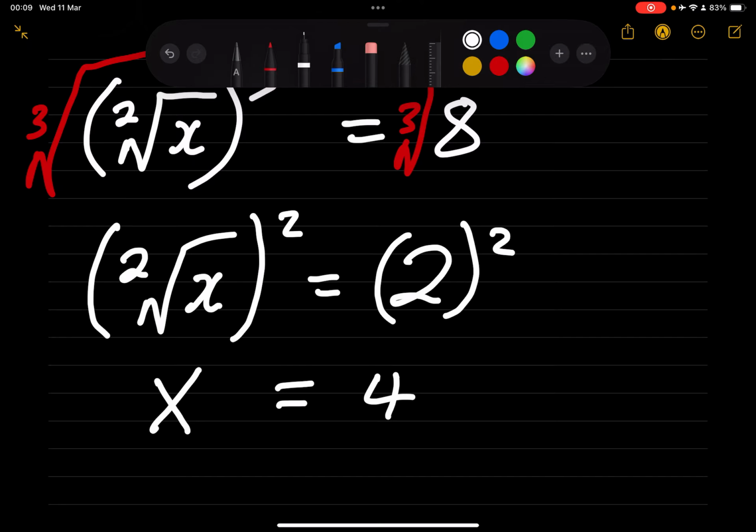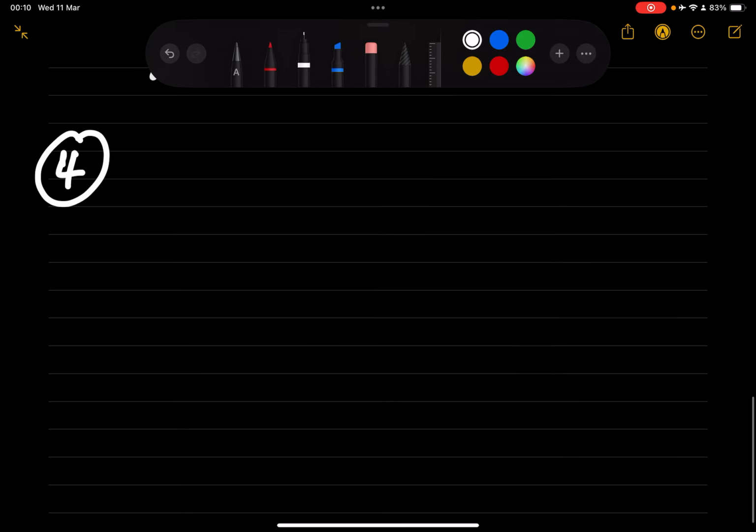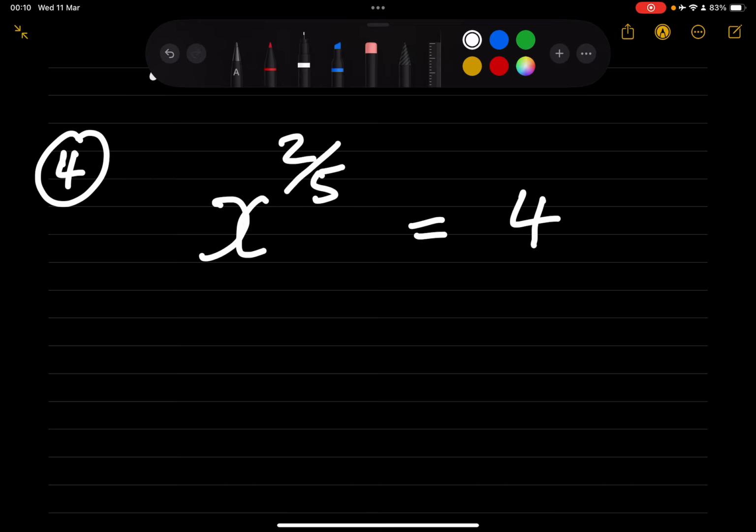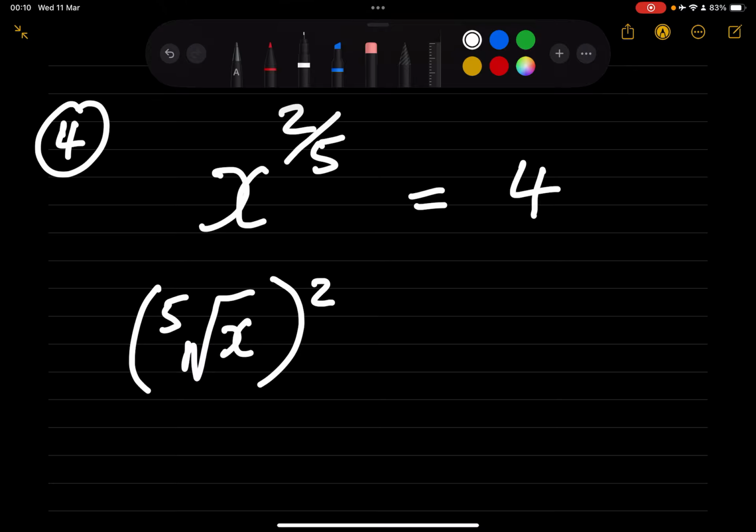All right. Let's go to question 4. We have x to the power 2 over 5 equals 4. We firstly convert to a root. The root is 5 because the denominator is 5. So we have fifth root of x all to the power of 2. The numerator is 2, so that is the power, equals 4. We need to square root to remove the power of 2.